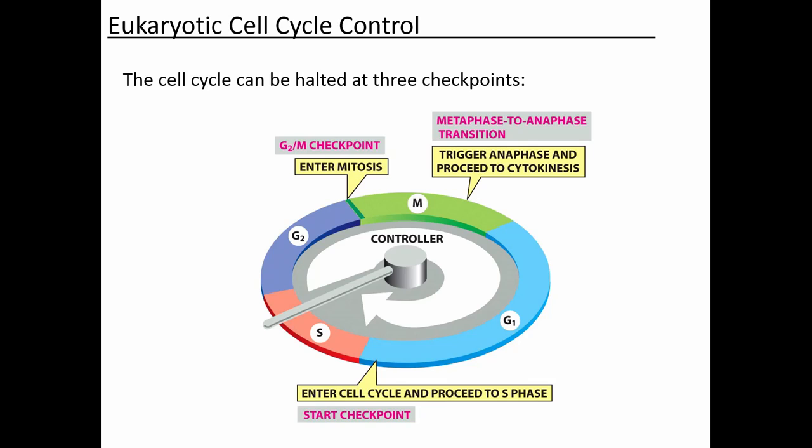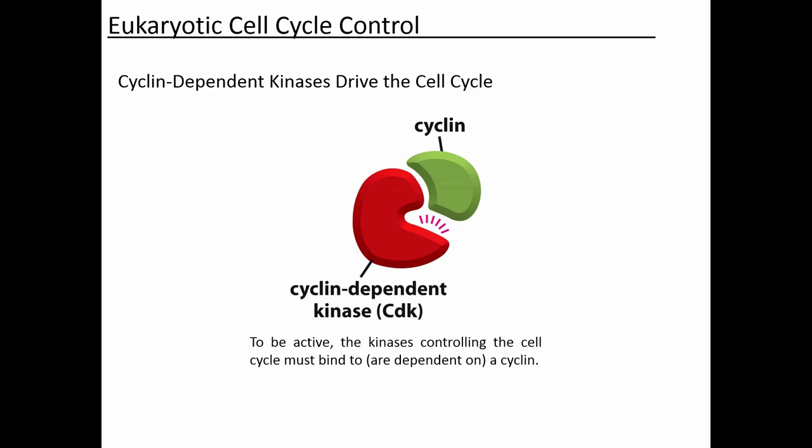Okay, so the cell cycle control system includes a network of proteins that are involved in monitoring the cell cycle, and that will also be involved in pushing the cell cycle forward when it needs to be pushed. And at the center of the cell cycle control system, you have these kinases that are called cyclin-dependent kinases.